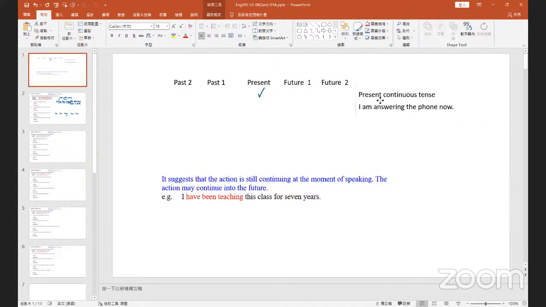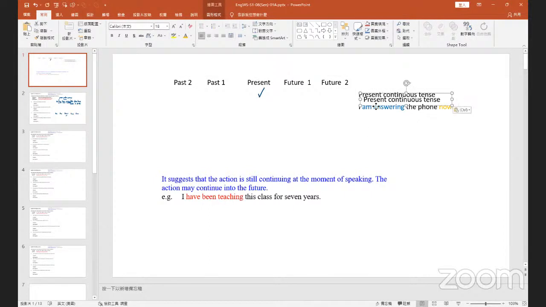For example, I am answering the phone now. I am answering: two words together is the verb. Now is an adverb. You see the time indicator. Now. So you use present continuous tense.